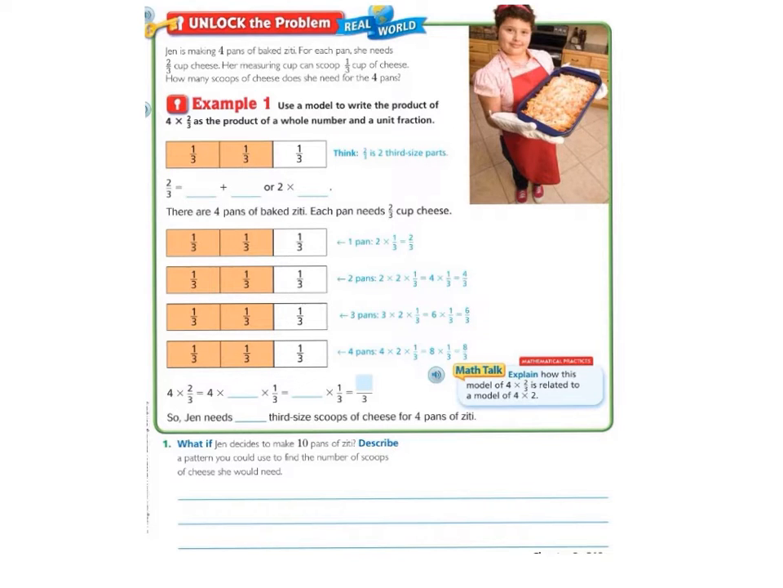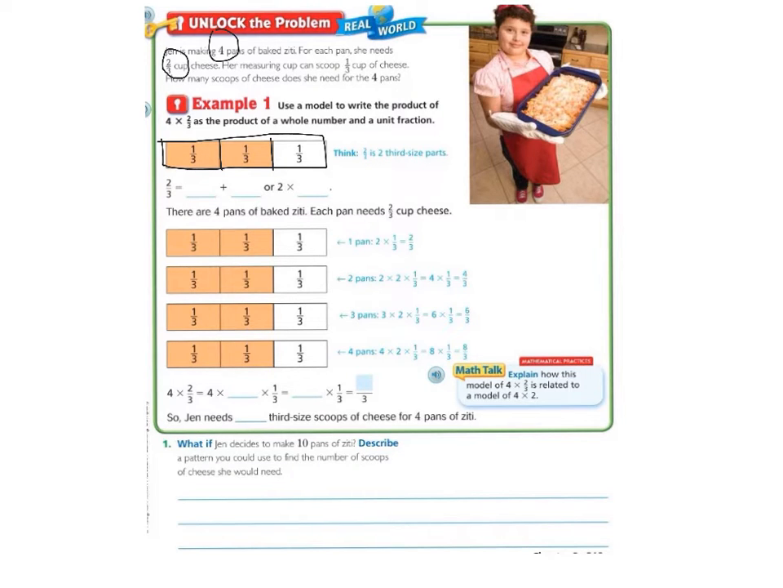Well, let's use a model, a picture, to think about this. We need 4 times 2/3. So we look at our original number. She's making 4 pans, and each pan needs 2/3. So 4 times 2/3. So here's our picture. It's a rectangle split into thirds, and she's going to use 2 of those thirds, so they're colored orange.